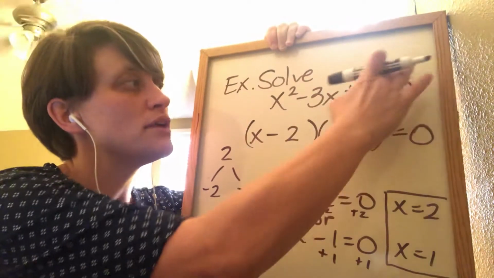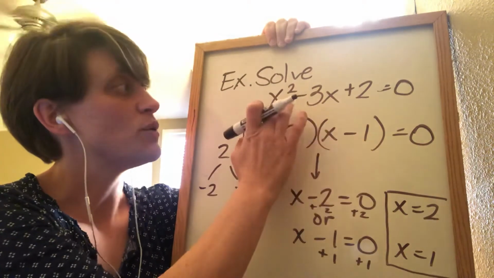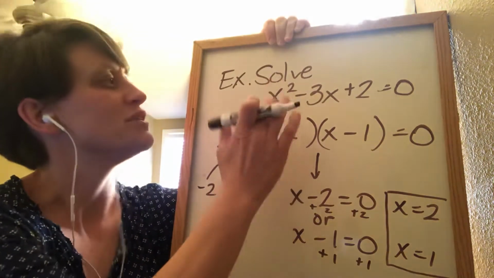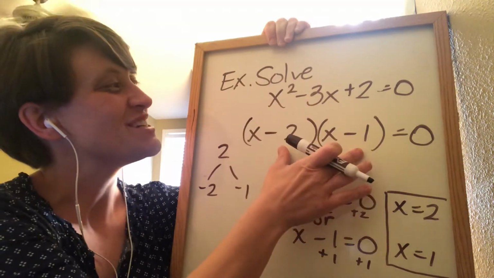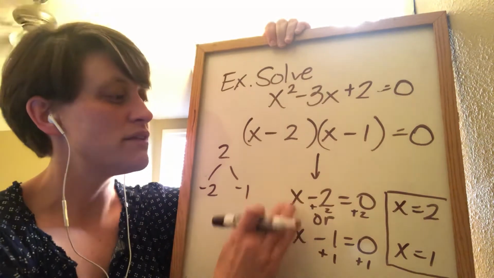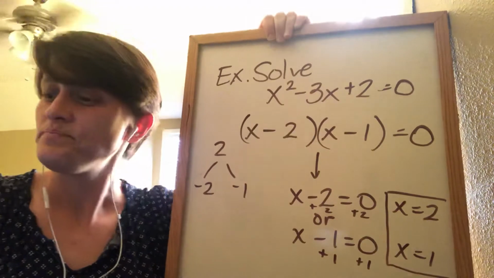Make sure your expression is set equal to 0. Factor the expression, the quadratic expression here. By the way, this is called a quadratic expression. We haven't called it that yet. But factor the expression here. And then if you've got something factored equal to 0, you can set each one of those little pieces equal to 0. Let's do another one.